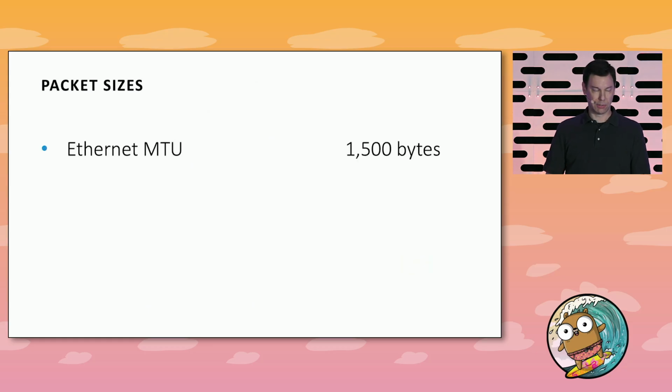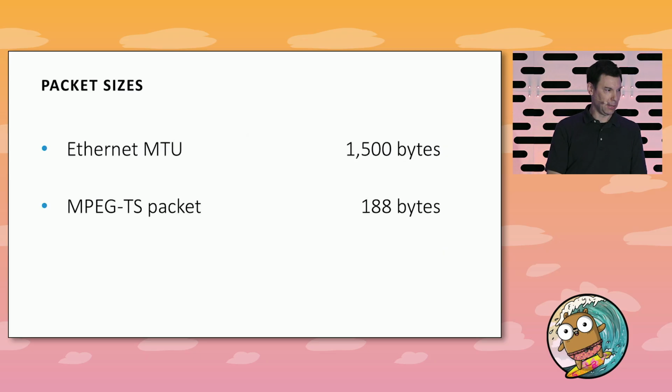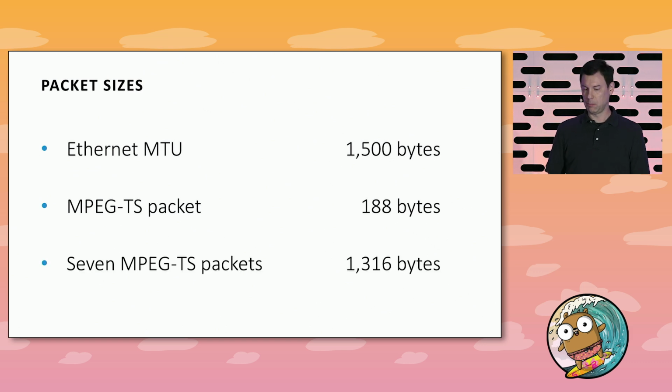Packet sizes. We're running in a standard Ethernet kind of network that has an MTU of 1,500 bytes per packet. MPEG transport stream, the standard video delivery format, amazingly has these tiny little 188 byte packets, but we group up 7 of them into one UDP packet that's 1,316 bytes. So that's what the pump is sending out, these little UDP packets, 1,316 bytes per piece.